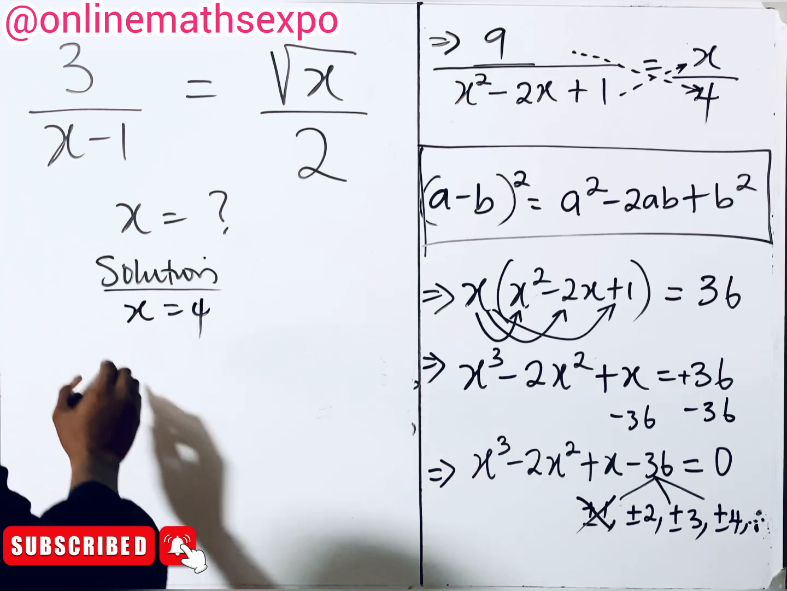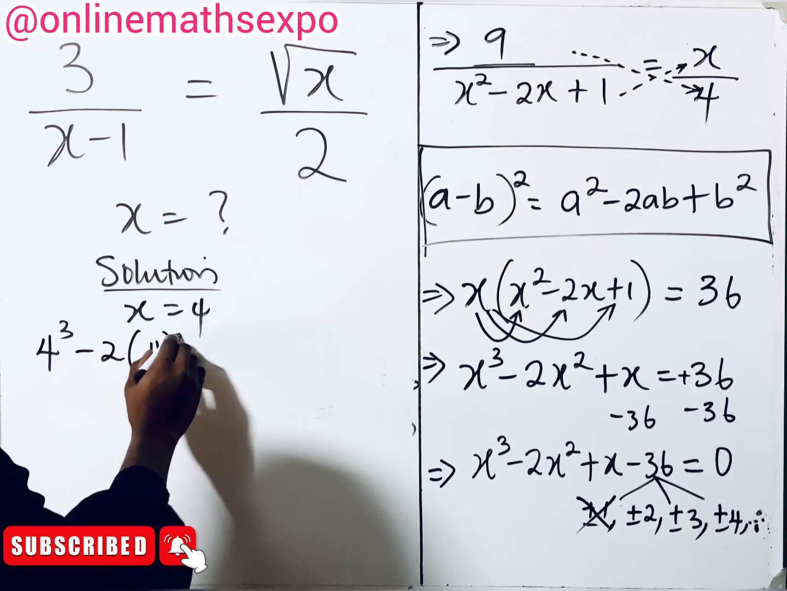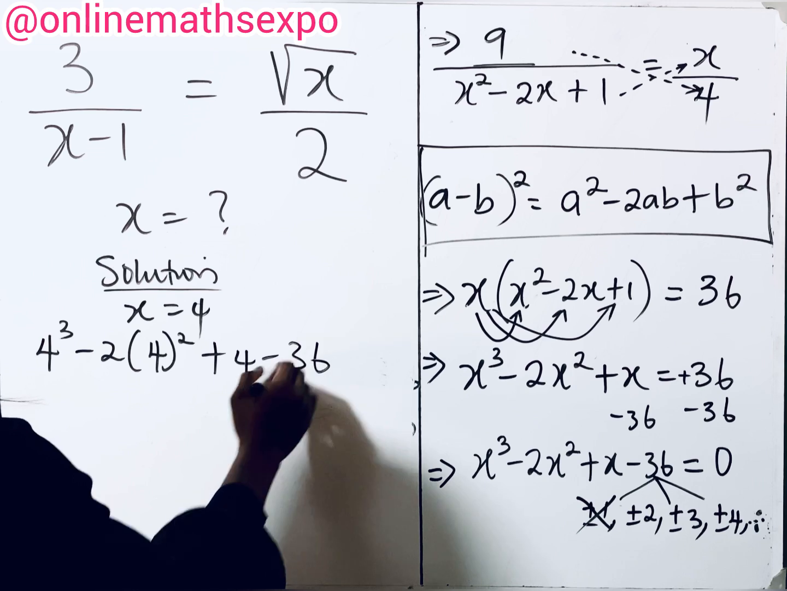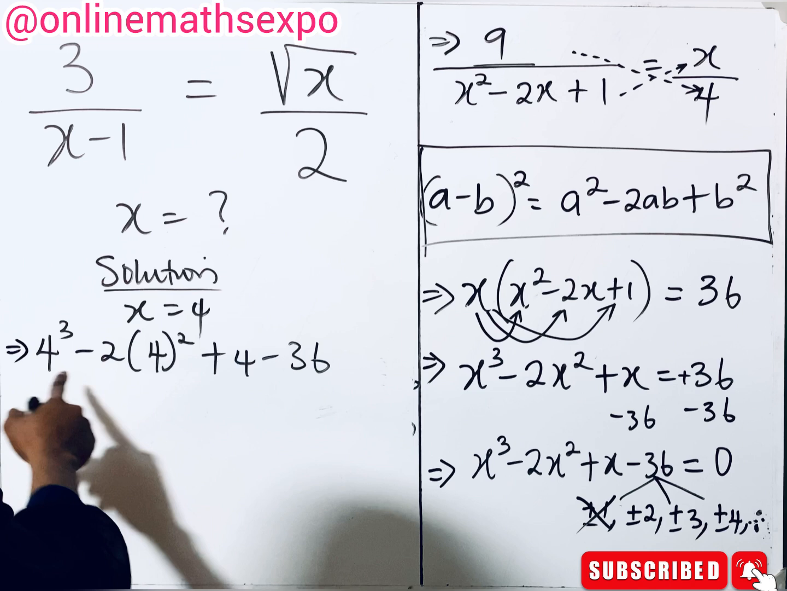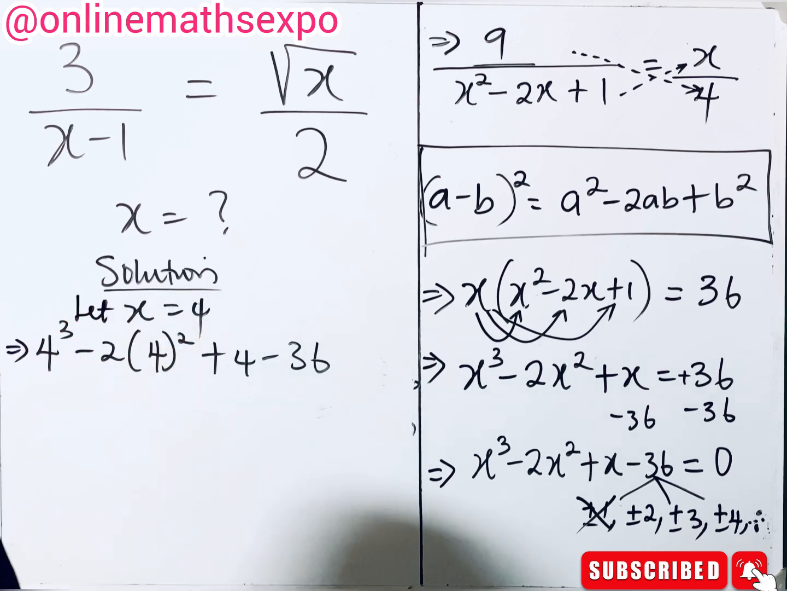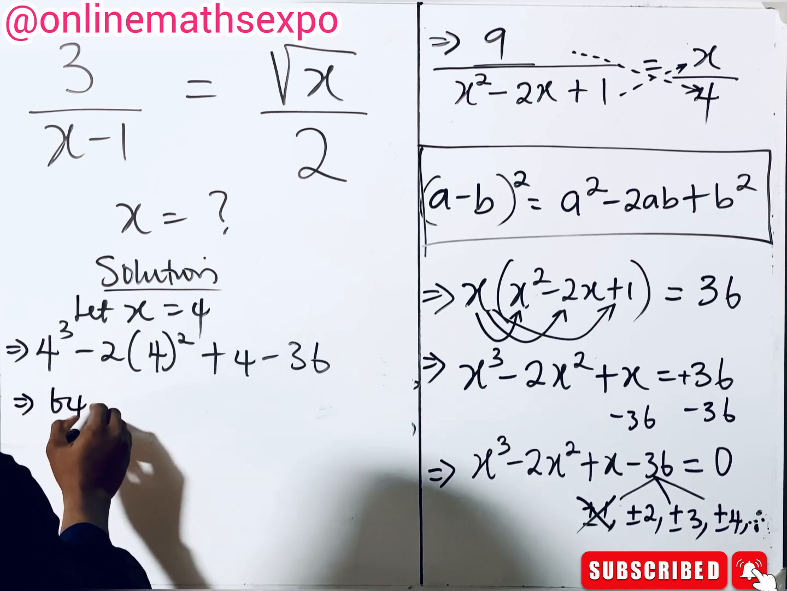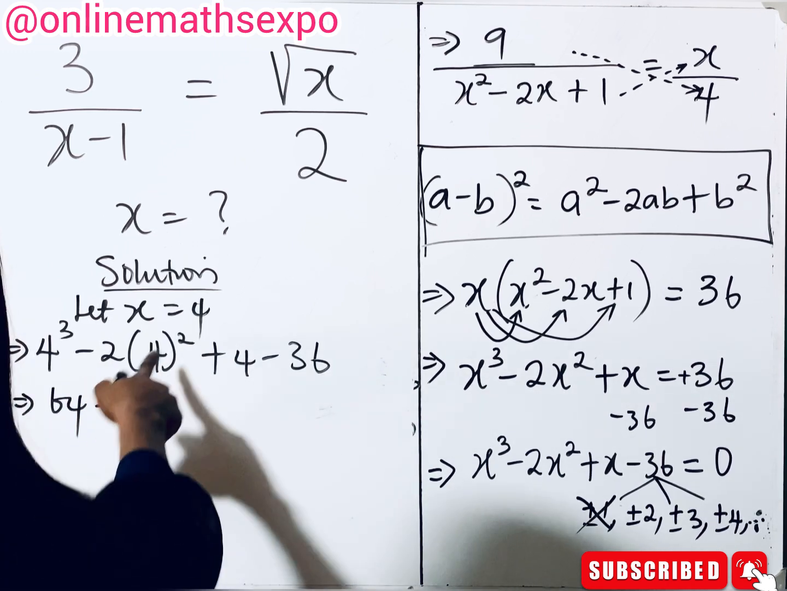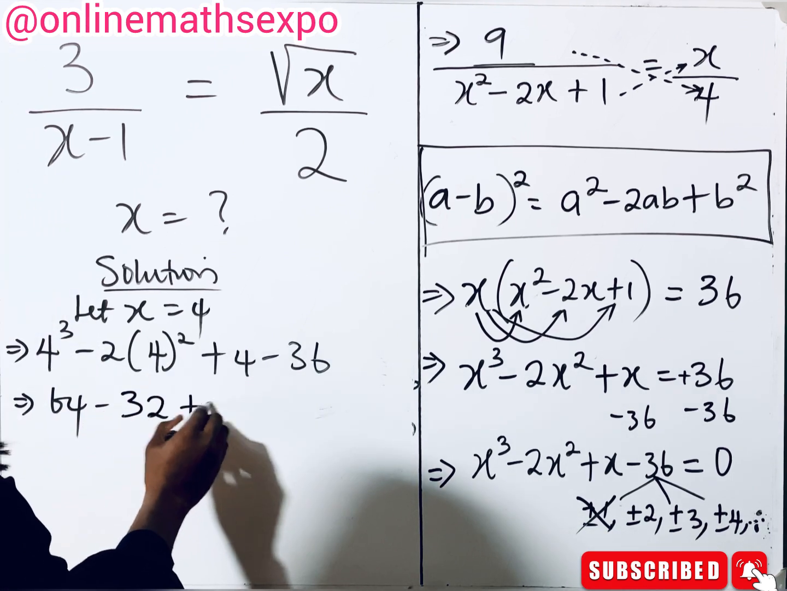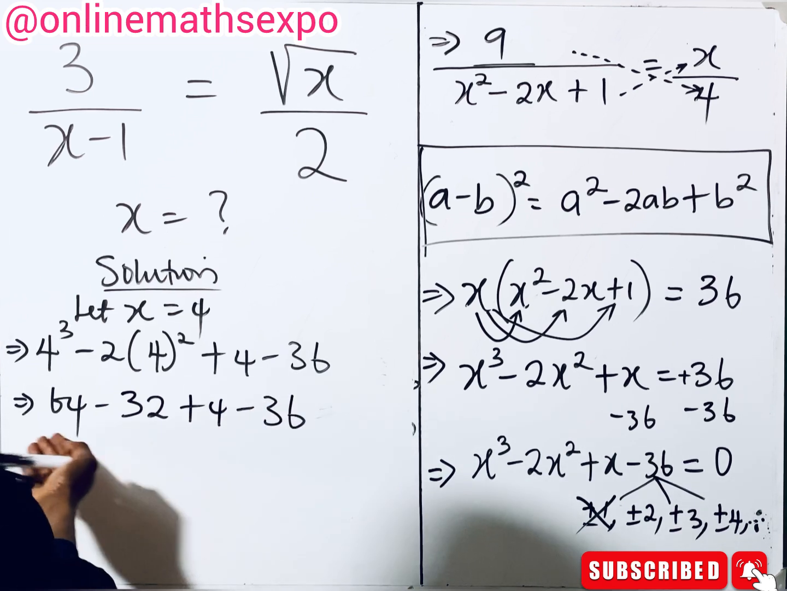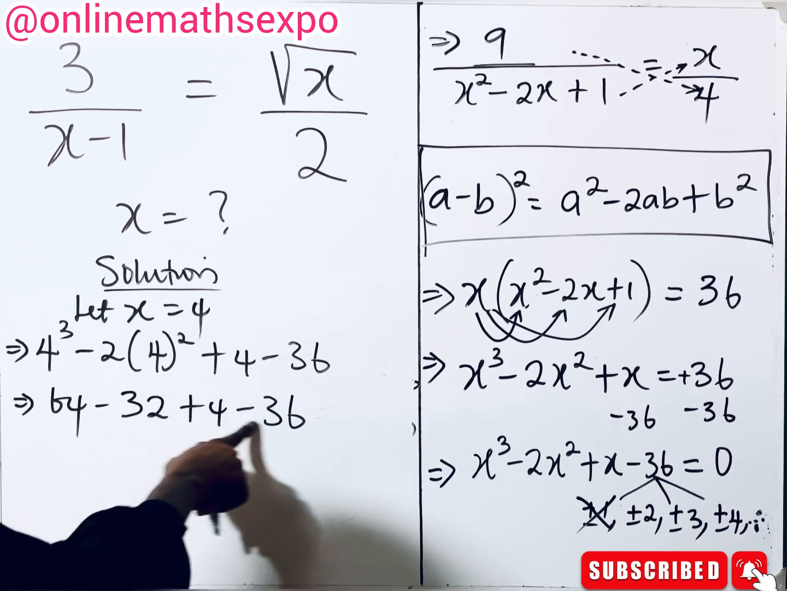Put it here, we're going to have 4 cubed, okay, minus 2 into 4 to the power of 2 plus 4 minus 36. Let's see if it will be equal to 0. Now do this with me, okay? 4 cubed is 4 multiplied 3 times to give us 64. Then 4 squared is 4 multiplied 2 times to give us 16, and 16 times 2 will give us 32. Plus 4 minus 36. And when you add this up, 64 plus 4 gives 68, and this gives us negative 68.